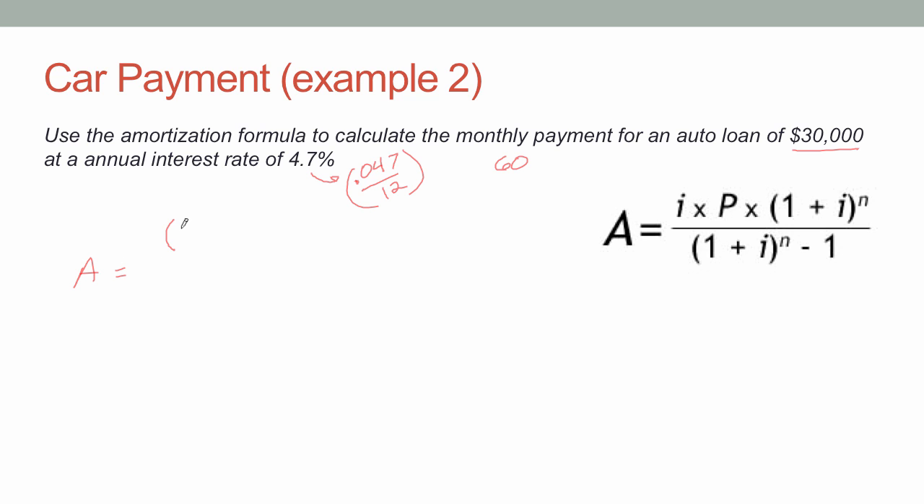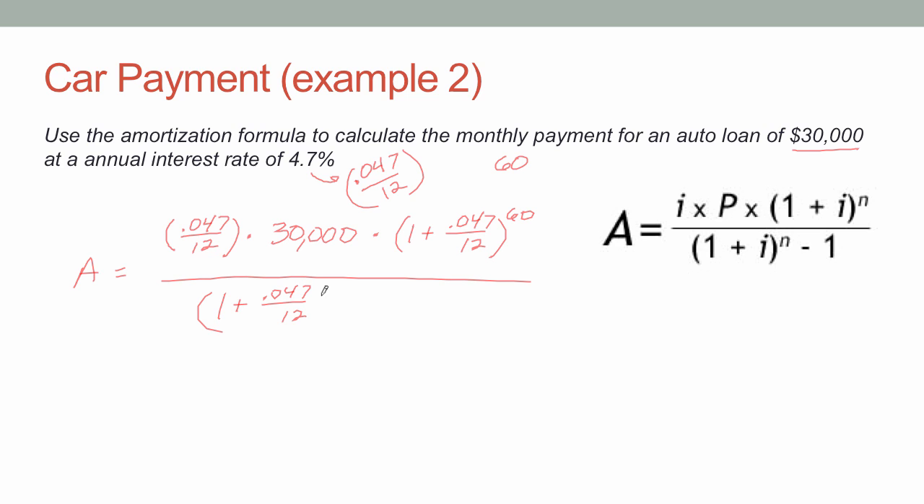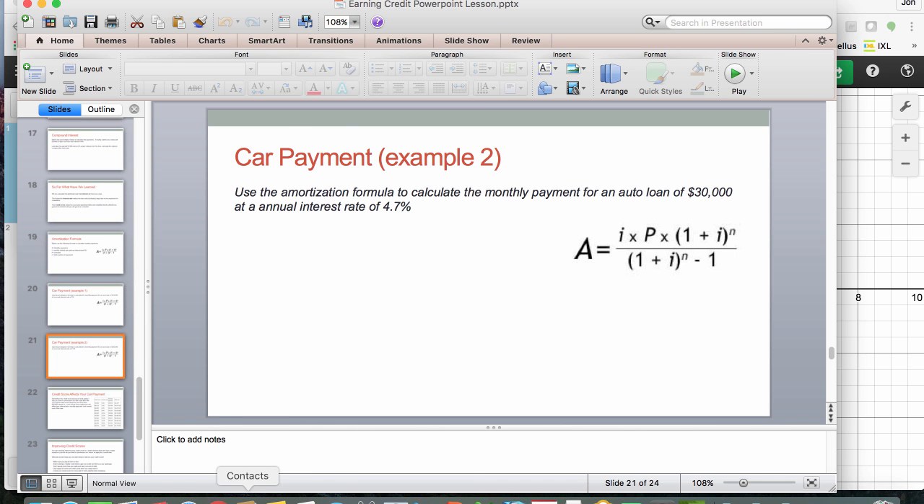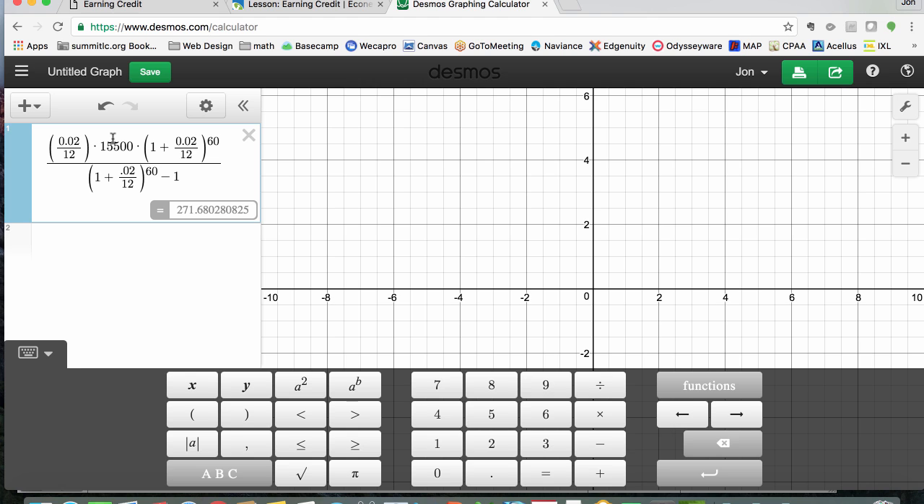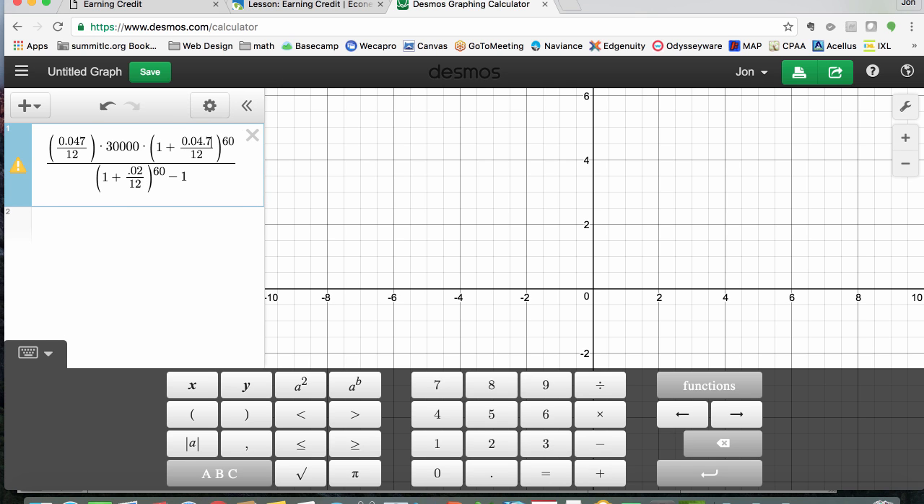So in my calculator, I want to put in this 0.047 divided by 12 times 30,000 times 1 plus the interest rate, 0.047 divided by 12 to the 60th power. And in the denominator, 1 plus 0.047 divided by 12 to the 60th power minus 1. Unfortunately, we still got our calculator up, so when I go to calculate all this out, I can just substitute some numbers around. So let's change now. Instead of 2%, it's 4.7%. Our loan amount now is 30,000. We're still doing 4.7%, still doing 5 years at 60 months.